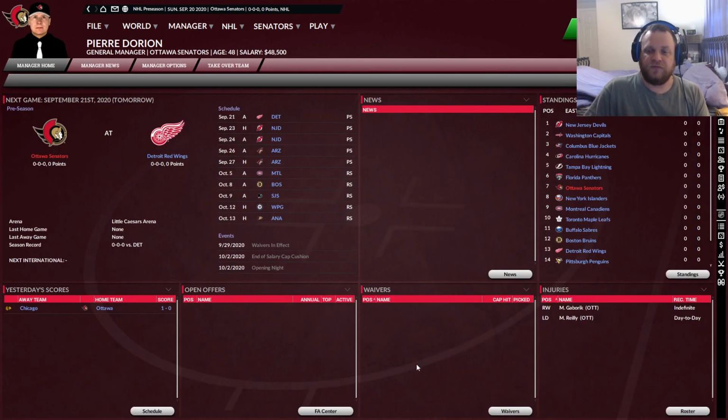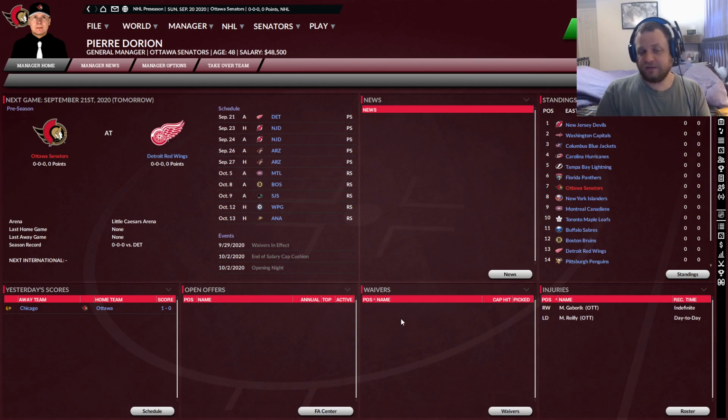In the default view, for the home view here, when you click on the little house icon, you're brought here. In the default view, you're going to have the waivers here. So you might sim a few days, and then you come here and you see, oh, Anders Nilsson, and it's going to tell you the cap hit and everything, and then you can right click on the player and claim him. That's another way to claim players or to acquire players, is to get them on the waivers.